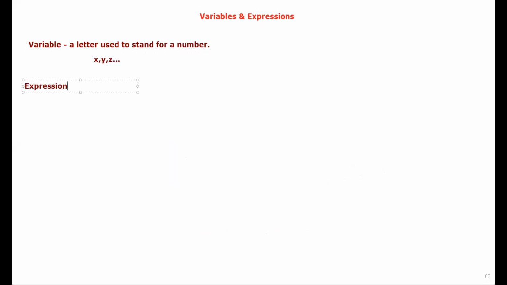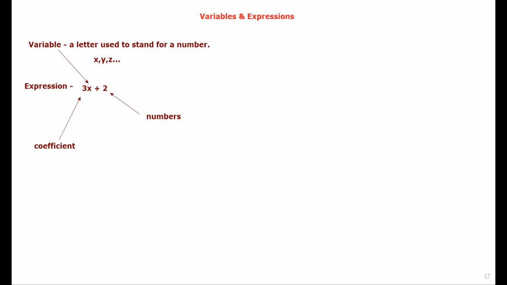What's an expression? Expressions are made of terms, and terms have coefficients and things like that. So for example, 3x plus 2. This is an expression. It doesn't have an equal sign or an inequality sign, because equal signs are found in equations, and inequality signs are found in inequalities. So this is just a number. That's the coefficient, the number in front of the variable, and this is the variable.